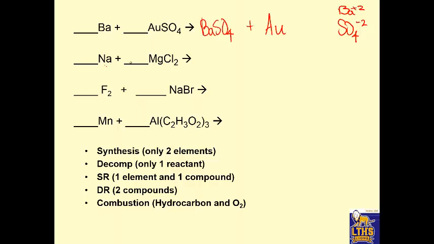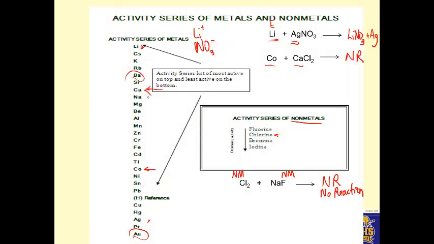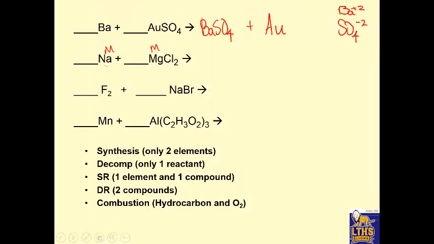Sodium and magnesium chloride, element, compound. This is a metal, so it can only try to kick out the metal. Let's go back and see. Here's sodium. Sodium's here, magnesium here. Sodium can kick out magnesium because it's higher. So now we go to the periodic table. We get sodium a +1 and chlorine a -1. So we get NaCl. Who gets kicked out? Bye-bye magnesium. You just got kicked out.